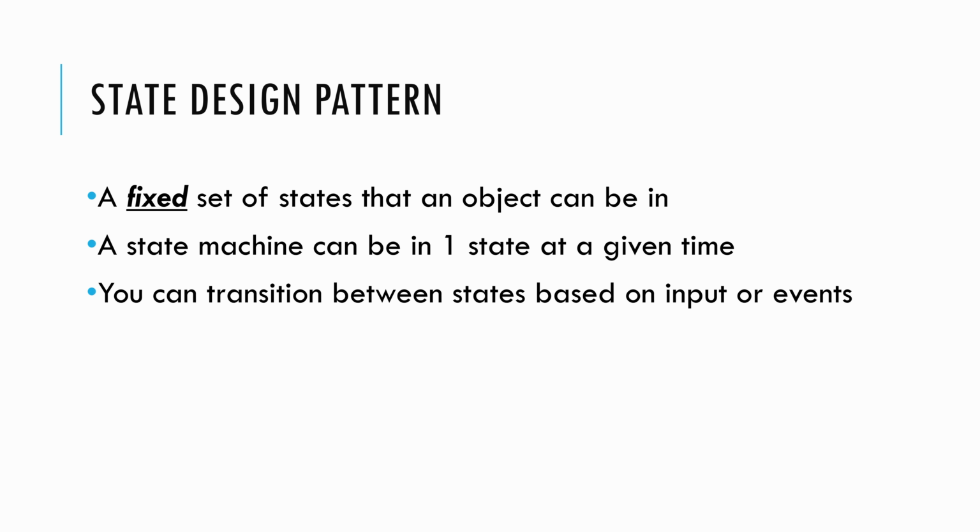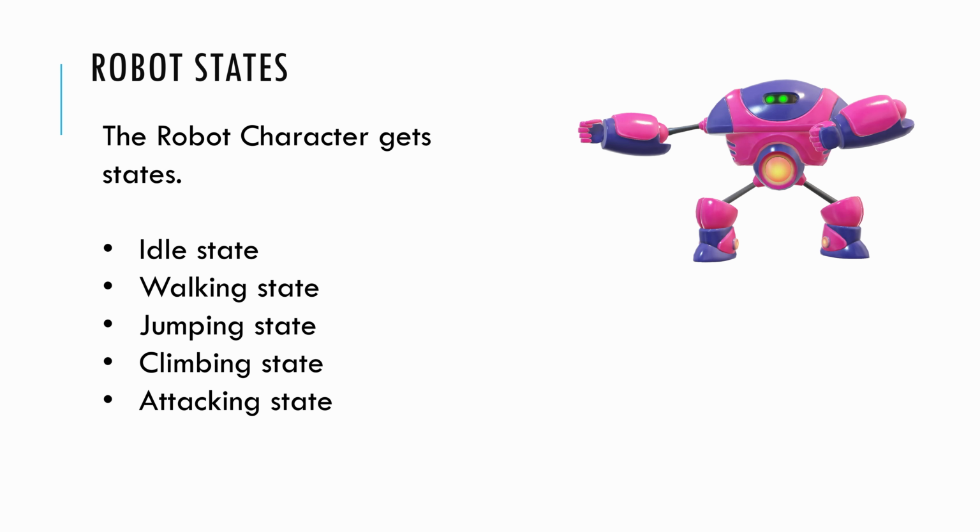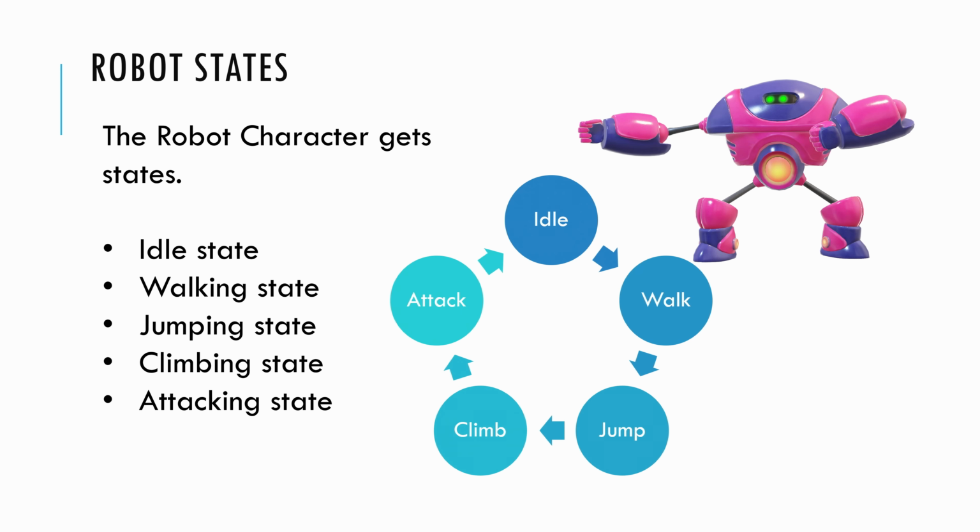Now, if you've done any work in animation inside of Unity or Unreal Engine or any other game engine, really, there's a good chance you've seen this. This should seem familiar because animations tend to be handled using a state machine. Now, your robot character gets certain states. They have an idle state, a walking state, a jumping state, climbing state, and attacking state. And you can transition between those different states depending on certain criteria.